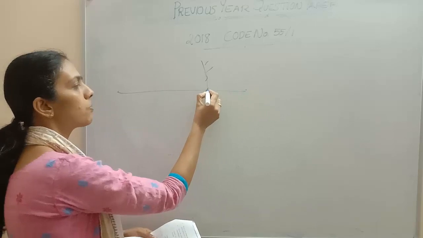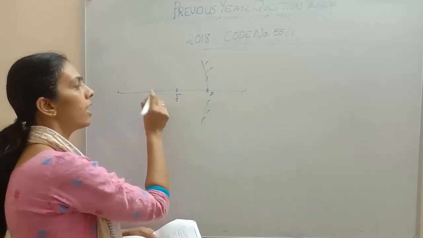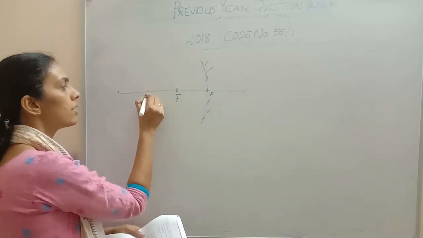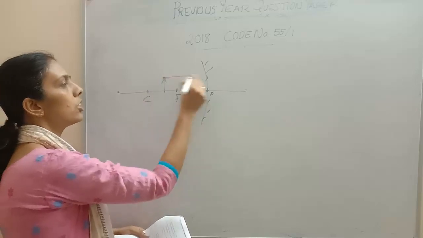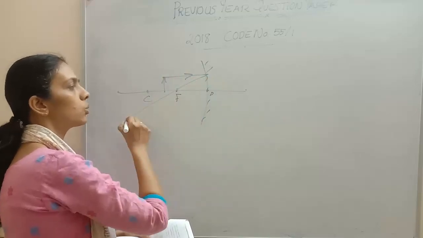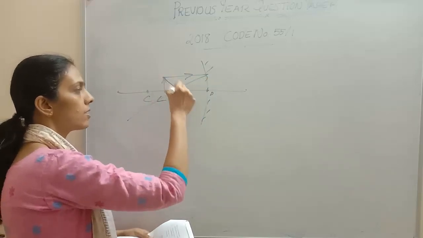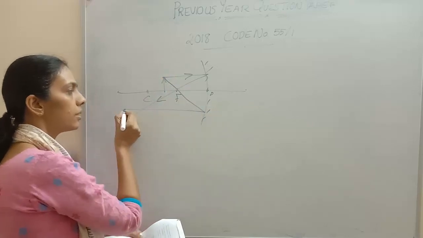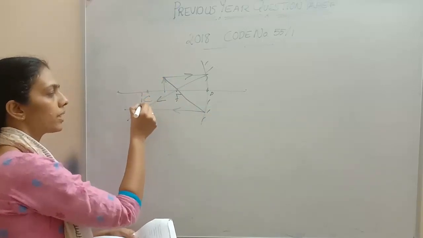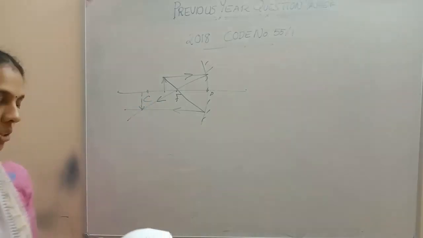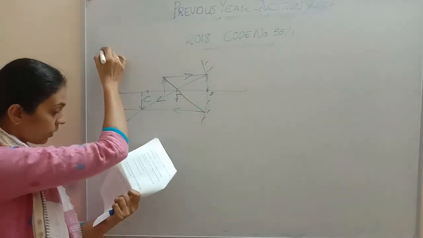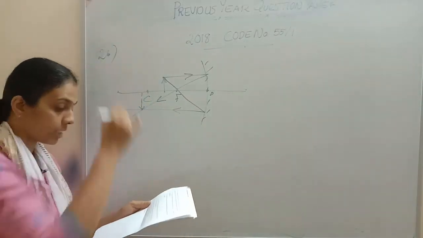Okay, so this is P and this is F and this is C. At any position, parallel to it through the principal focus, and if it is through the focus you will be getting an image over here. So we will be getting a real inverted image. Okay, any one position you can choose for that one.